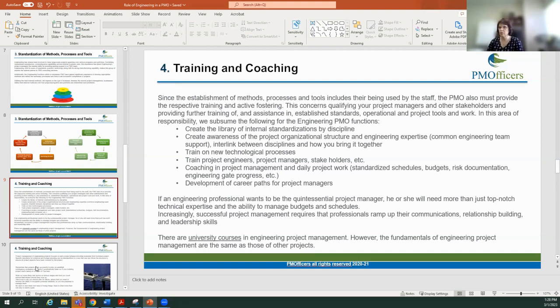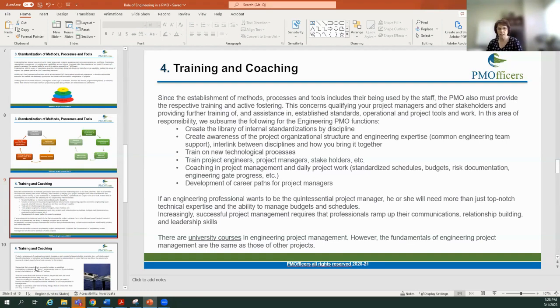Then you can also obviously develop a career path for project managers and support your team to become excellent project managers. If an engineering professional wants to be a quintessential project manager, he or she will need more than just top-notch technical expertise or the ability to manage budgets and schedules. That is more than what's required.